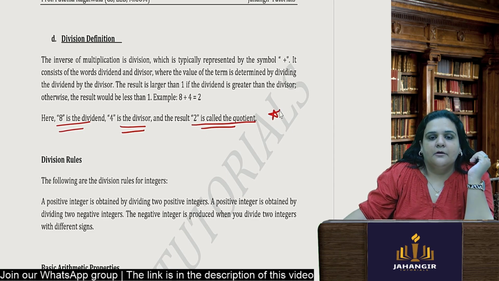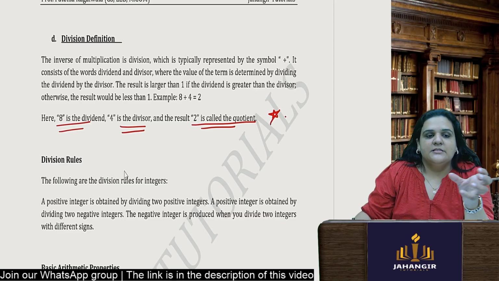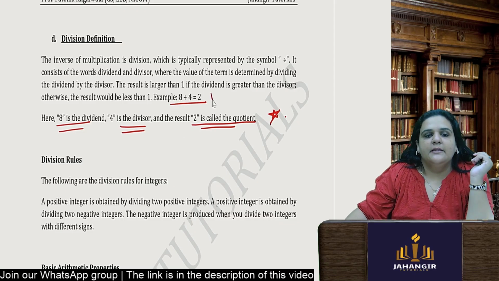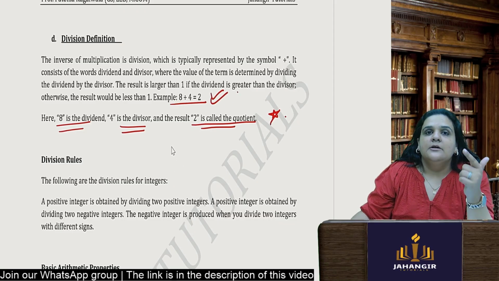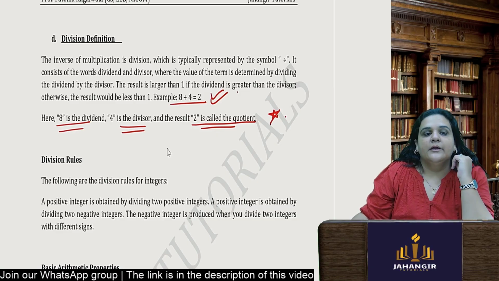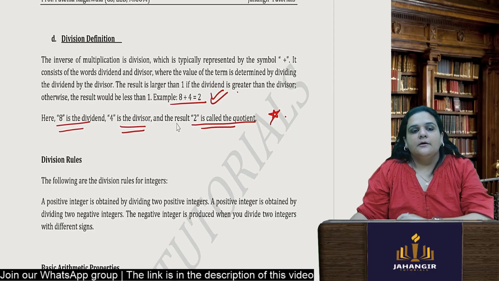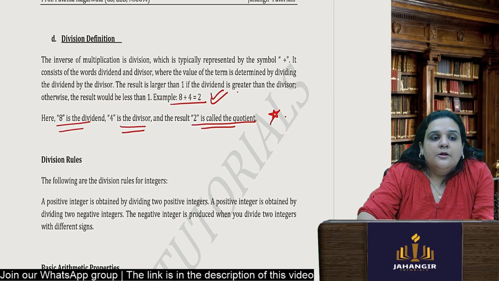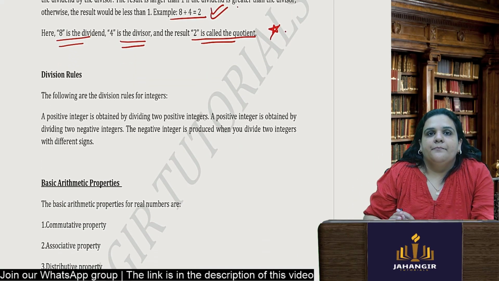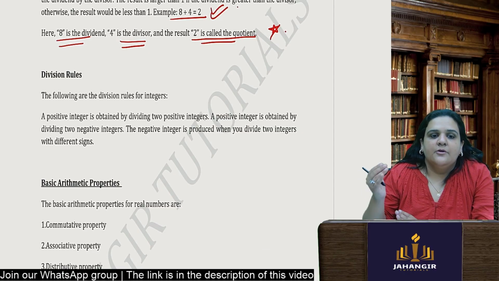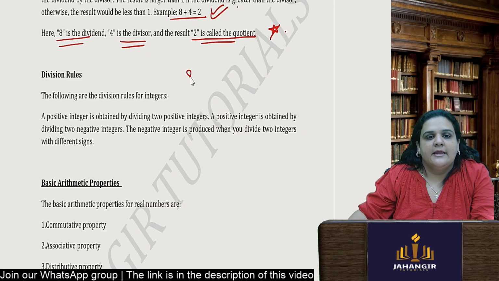This is important. They may just ask you this example and then they will tell you which is the quotient in this. Quotient is the answer. Like how in multiplication we get a product, in division we get a quotient. Rules of division are important. If there is a positive integer and you are dividing that by a positive integer like 8 upon 2, obviously you are going to get a positive integer.